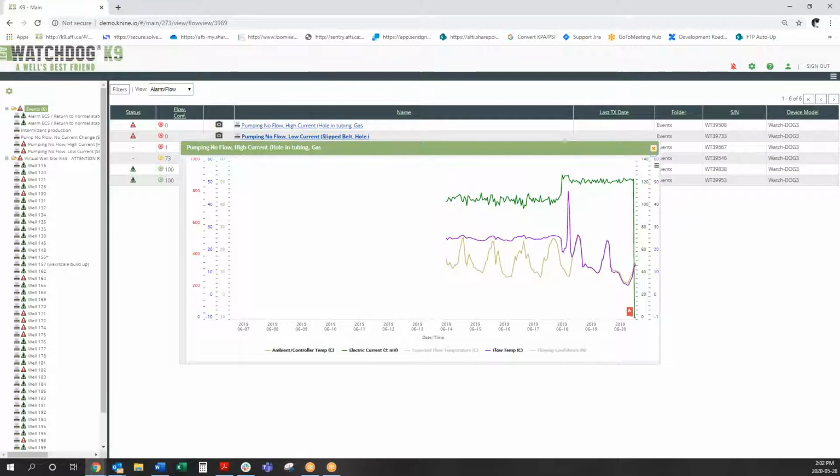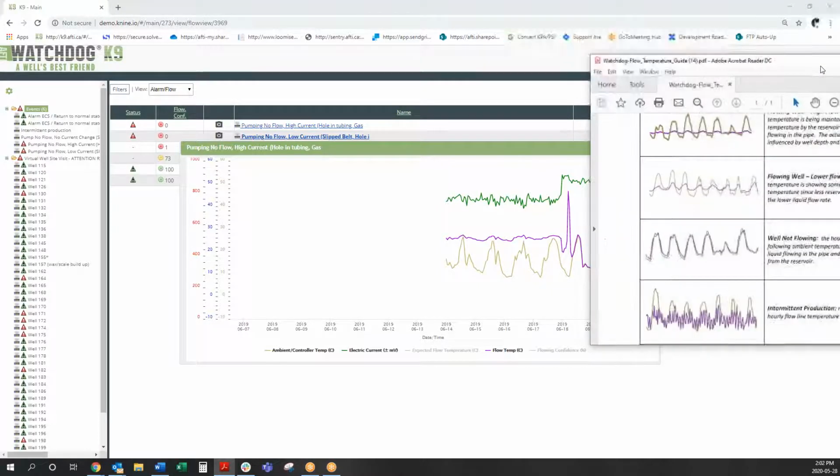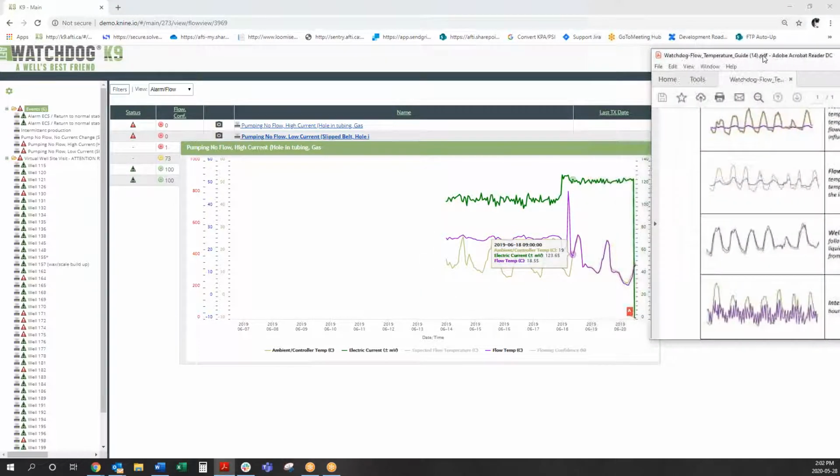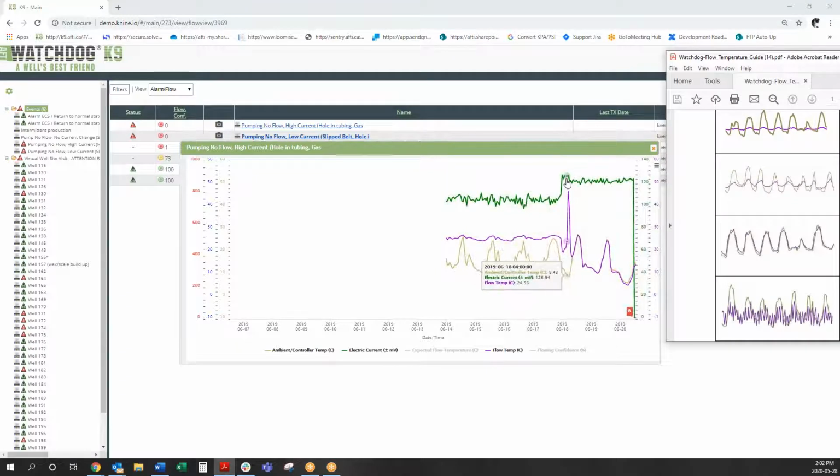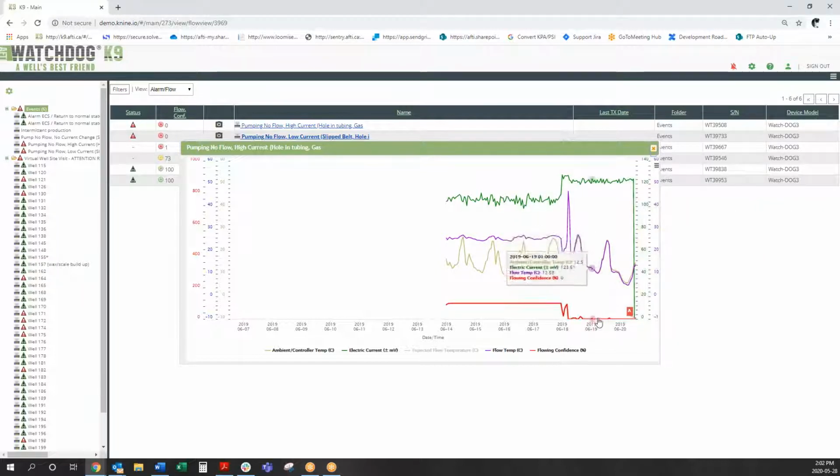So back to our handy guide. This is a higher producing well. It's a fairly straight line. There's lots of separation. But once electric current changes, we see flow temperature track with ambient. There's no fluid being produced here. Therefore, flowing confidence has dropped because it's responded to the change in temperature. So this could be a few different things. It could be parted rods, could be gas locking, could be a hole in the tubing.